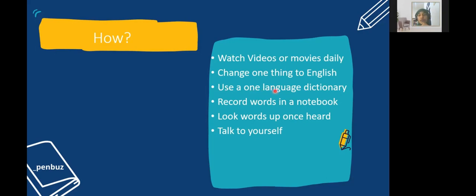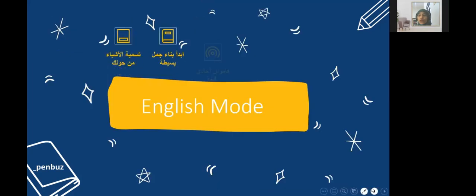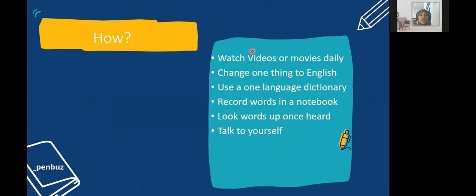Number 3, use one language dictionary. وهذه النقطة مهمة جدا. If you are using an Arabic English dictionary, stop. Move to an English only dictionary. Don't use an Arabic English dictionary. Please keep it English only, because you'll have the English words and then their meanings in English, and they even give you synonyms, words with the same meanings, which is very important to improve your language.